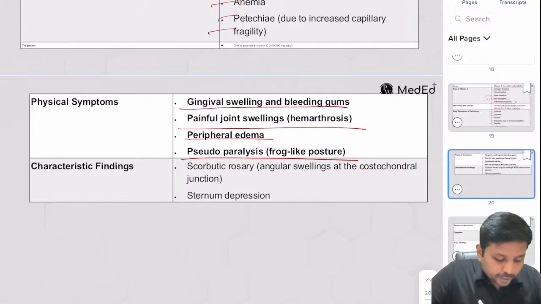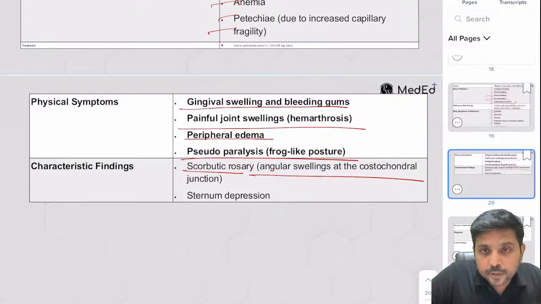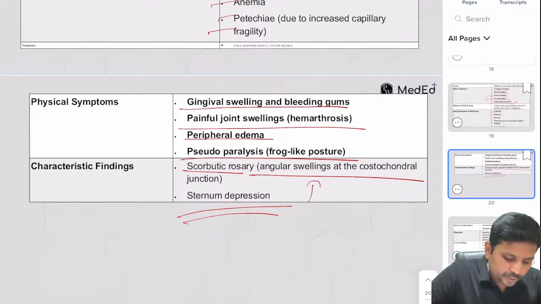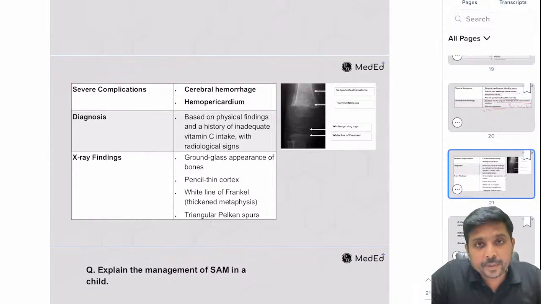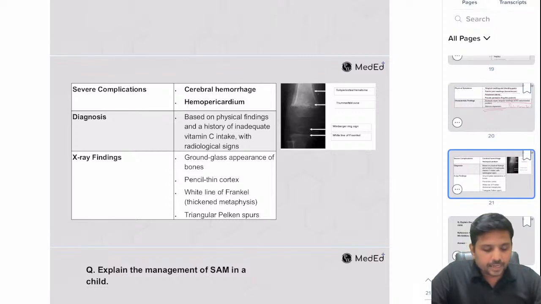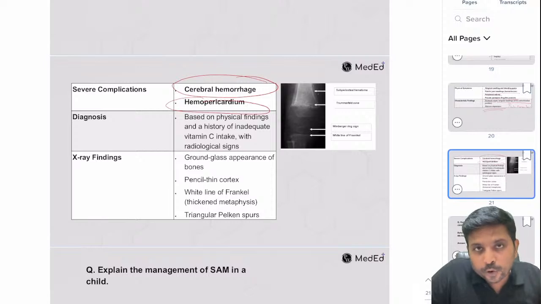Here, scorbutic rosary is a painful one because it causes angular swellings at the costochondral junction, not a smooth one. And also, it causes sternal depression, otherwise known as pectus excavatum. And very important, it can lead to bleeding because of poor vessels, causing cerebral hemorrhage and also hemopericardium.